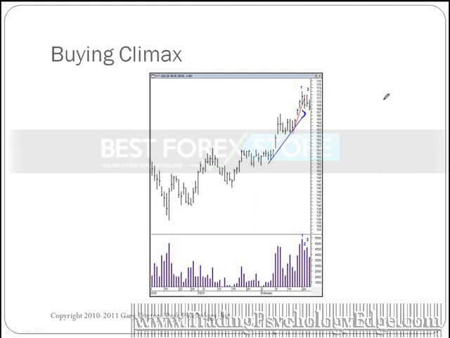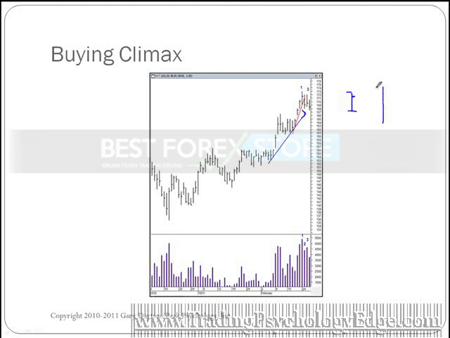So those are some basic clues. The larger clues, though, are that price begins to increase in its range, which is the difference between the high and the low of a bar, of a price bar.